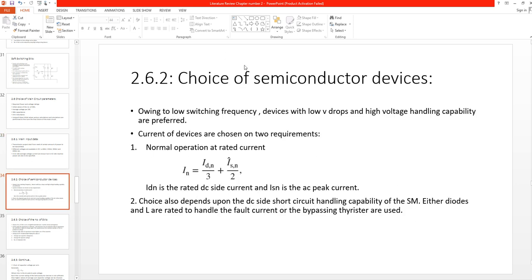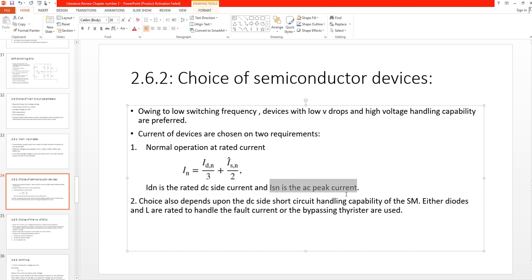Now the second choice is the semiconductor devices. Owing to the low switching frequency, devices with low voltage drops and high voltage handling capability are preferred in a modular multi-level converter. And the current of these devices is chosen on two requirements. Number one, the normal operation current. The normal operation at rated current IN is basically IDN/3 + ISN/2, where IDN is the rated DC side current and ISN is the peak AC side current. And we know that both AC and DC current are present in the converter whenever the converter is in operation.